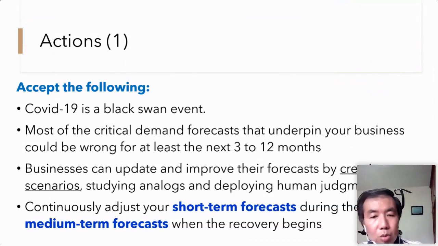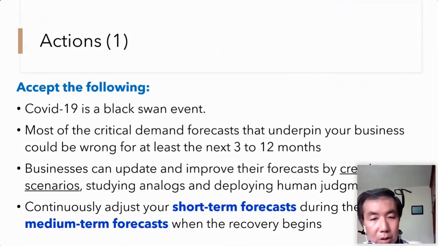One of the things we appreciate is that COVID-19 is definitely one of those we call a black swan event. That means something very bad has happened. We didn't anticipate that, we didn't plan for it, and it's here. Talking about how bad or how good it is, we can still debate that at another forum. But whatever it is, we do accept that whatever demand forecast we made last time is very likely to be wrong.